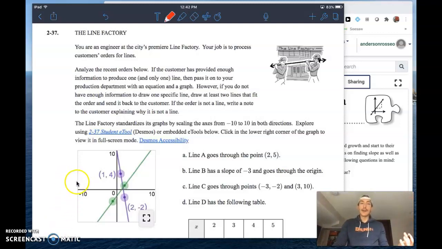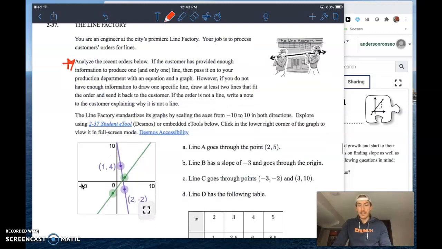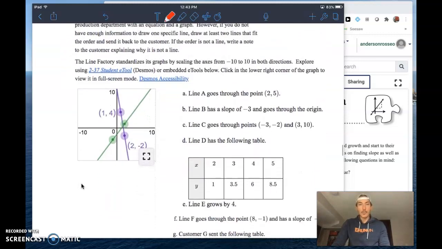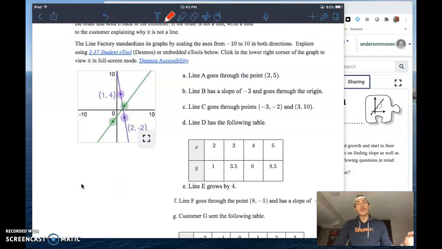You are working at a line factory, and the line factory, of course, produces lines. You are in this production, and you have some orders coming in. A customer has ordered some lines. And the thought is you can only produce a line if you have enough information to produce it. So we're going to evaluate several scenarios where different information is given, and we're going to see which one yields the ability to produce a line.